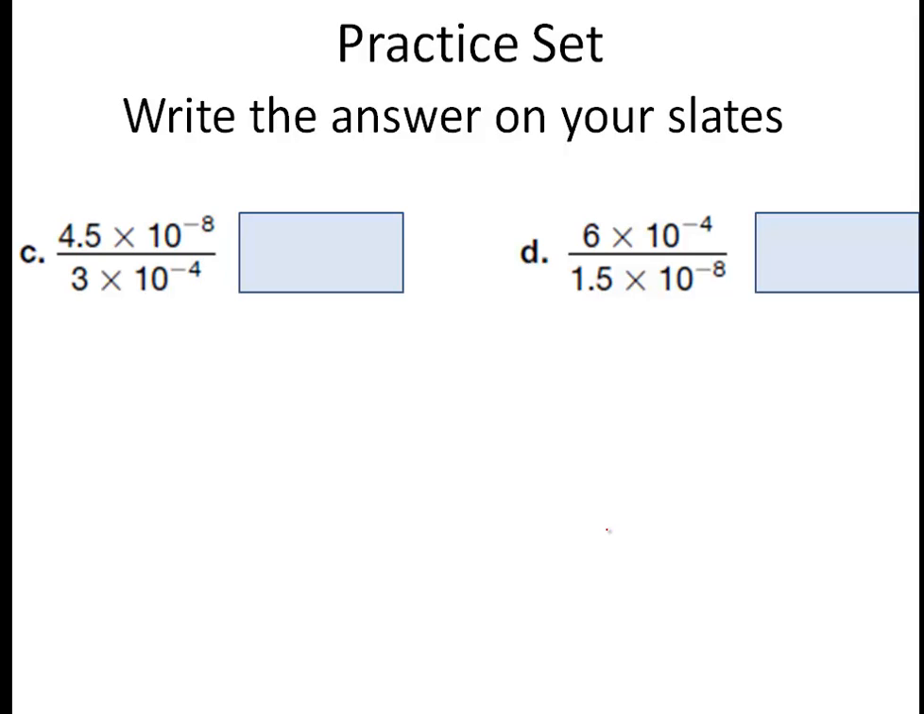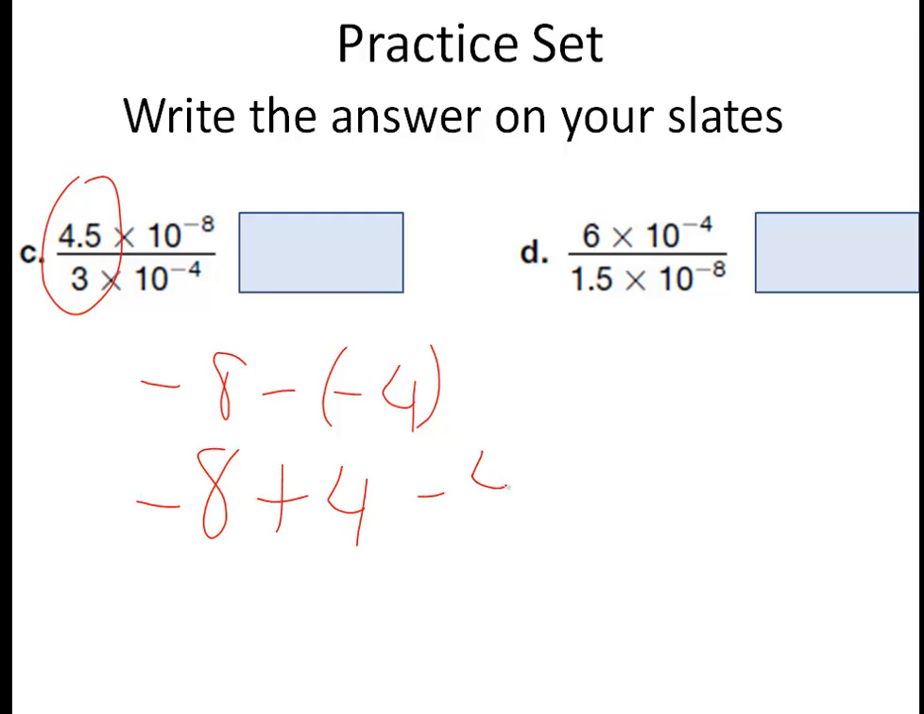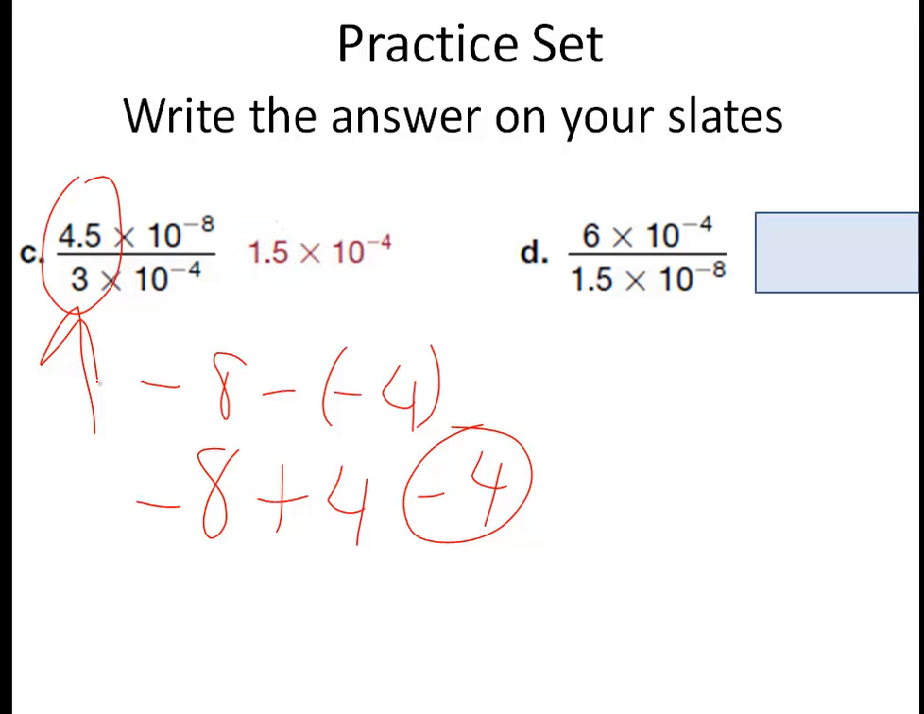All right, let's look at these. C, I'm not going to deal with this. I think you know how to do that type of division. But let's just go here. Negative 8 minus a negative 4 means negative 8 plus 4. So that's going to be a negative 4 plus whatever change you need to make with this. So you should have come up with 1.5 times 10 to the negative 4.